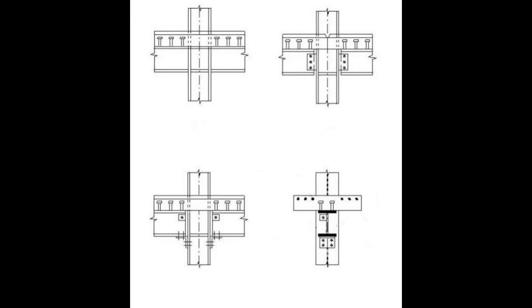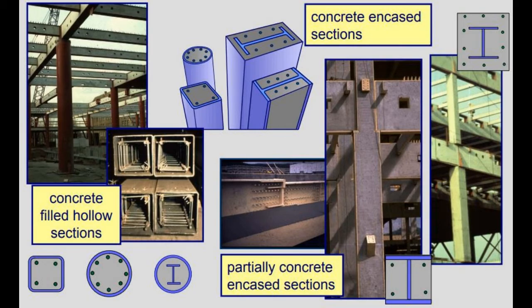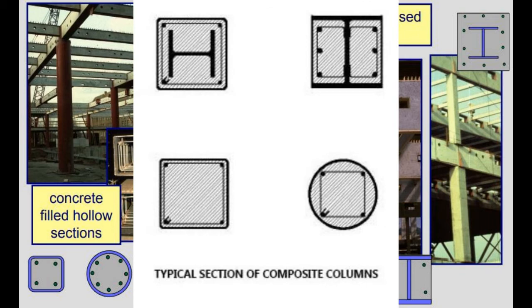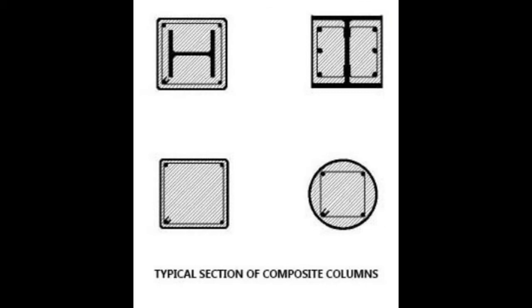Let us further see the system of composite columns. Three different types of composite columns are principally used. Majorly they are concrete encased steel columns, then concrete filled steel tubes, and rolled section columns partly encased with concrete. We see these typical sections of columns here.